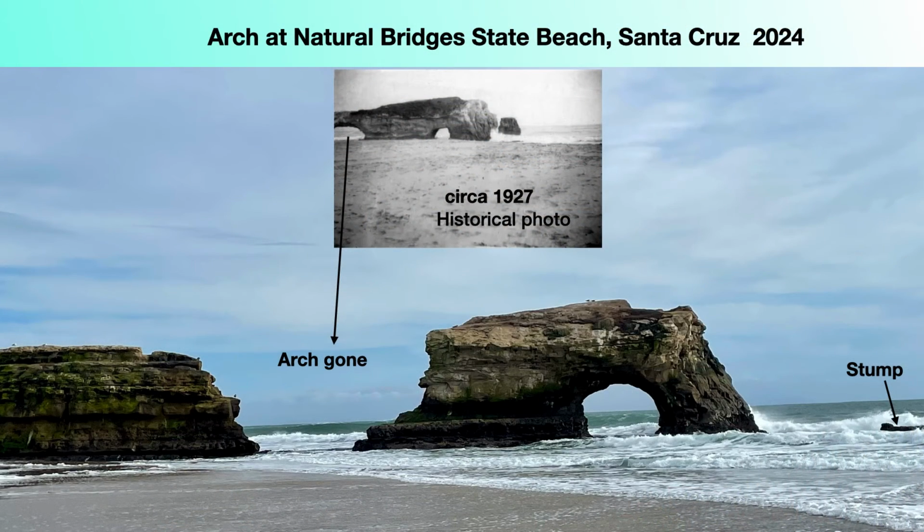I took this photo at Natural Bridges State Beach in Santa Cruz, a few miles south of the Wilder Ranch State Park. The insert photo is from the same location almost 100 years ago. I did not take that photo. The photos show how much the coastline has changed over the last 100 years. Eventually, this existing arch will also collapse and erode into stumps.